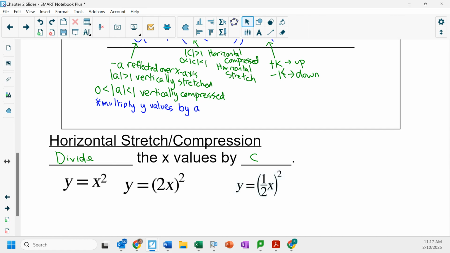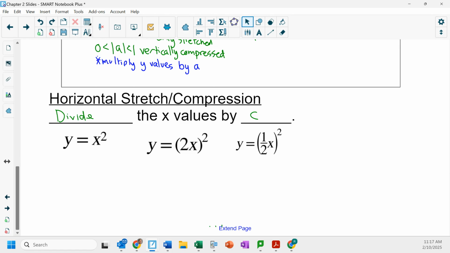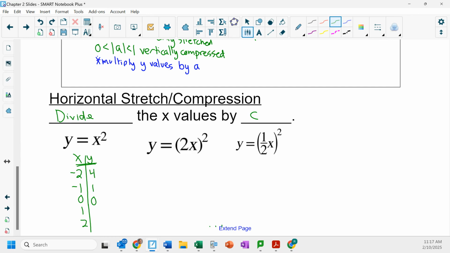So if we have, let's just say these three equations, and we'll look at them in a moment. But our parent graph equation is y equals x squared. So again, that just means we're taking all numbers and squaring them for our parent graph table. That's the one that's on the front of your page 1. Negative 2 squared is 4, negative 1 squared is 1, 0 squared is 0, 1 squared is 1, 2 squared is 4.